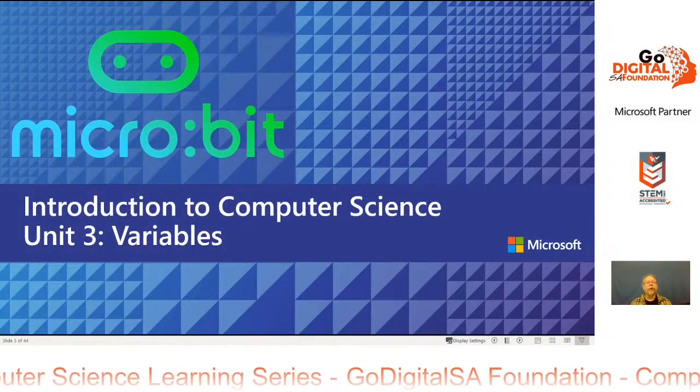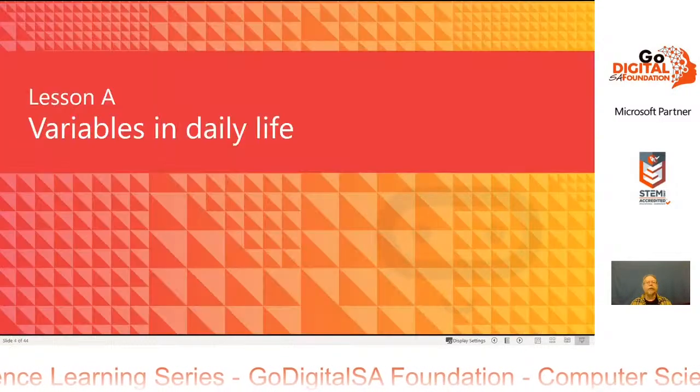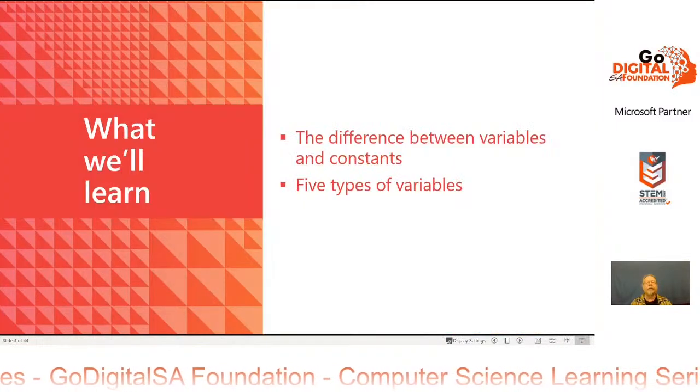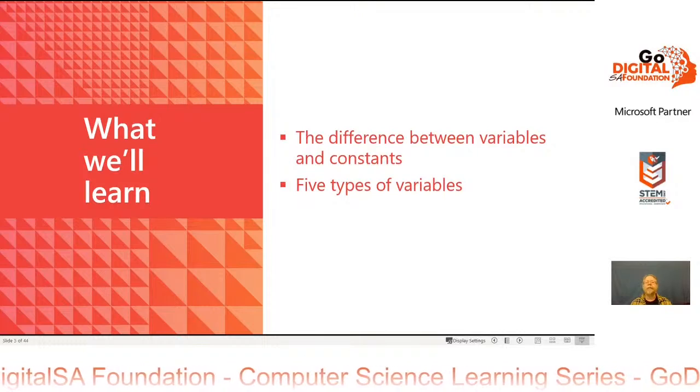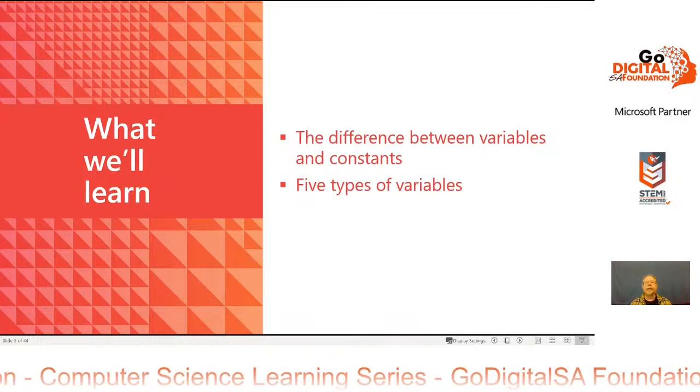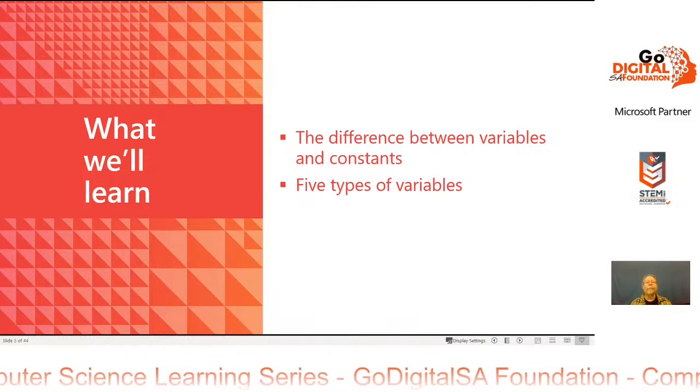So we're on Unit 3 now, Variables. Lesson A, Variables in Daily Life. What we'll learn: the difference between variables and constants, and 5 types of variables that we find in Make code.